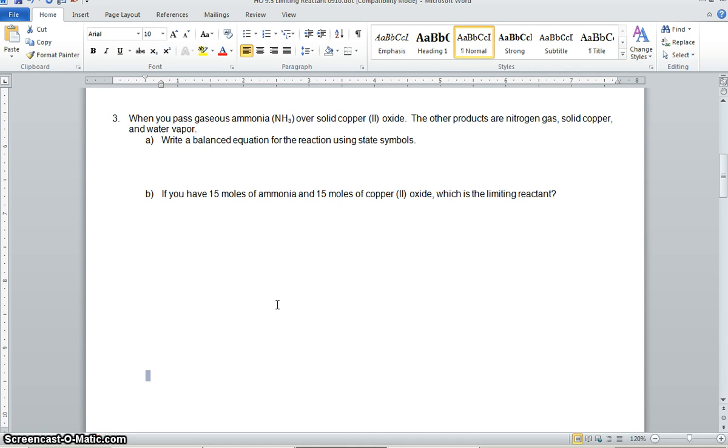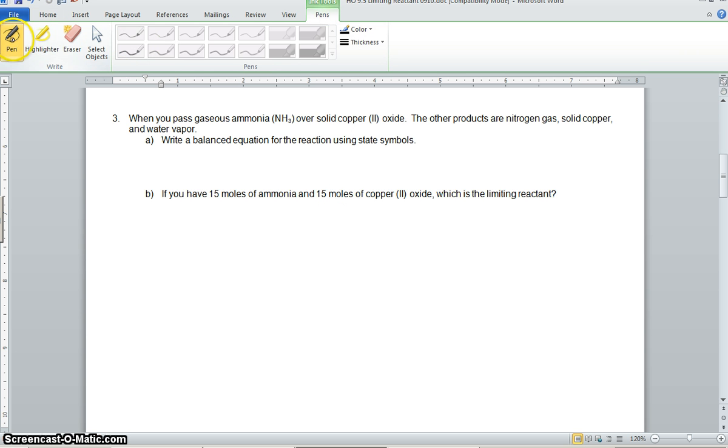Alright, so let's go ahead and give number 3 a shot. Hopefully you've got some start on this problem, but if you got stuck, let's give it an extra go around. As we look, first thing we have got to do is write a balanced equation. As we look at our reactions, we've got gaseous ammonia over copper II oxide. The other products are nitrogen gas, solid copper, and water vapor.